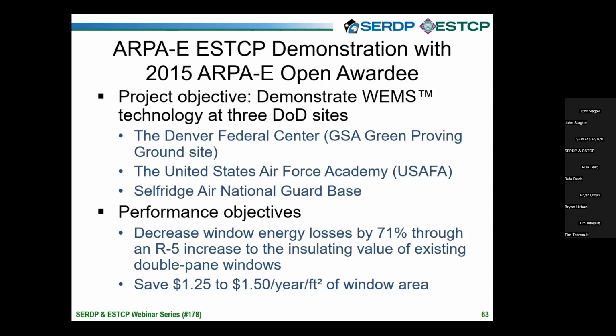The objective of the program was to decrease window energy losses by 70% or more by increasing the R value of the existing window by R5. And I apologize to the people who are window experts. I'm using R because a lot more people understand what R value means instead of U value. So please bear with me here. But by increasing the insulation value of the existing window, the goal was to save $1.25 to $1.50 per square foot per year of window area.